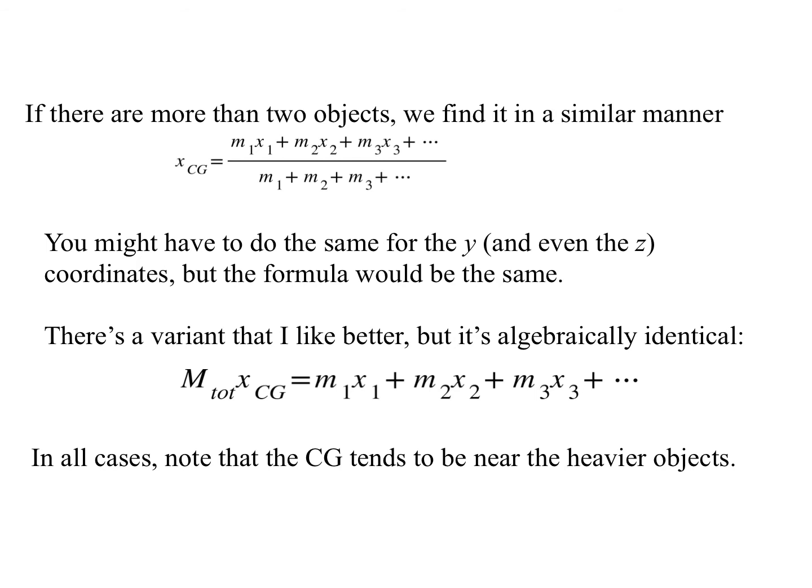There's a variant that I like better, but it's algebraically identical, so you don't have to actually remember it. I like saying the total mass in the system times the center of gravity of the system is equal to the sum of each mass times its own position. So everybody has the same form here. In all cases, though, note that the center of gravity tends to be near the heavier objects. You can certainly move it other places by taking great separations between light and heavy objects or having a collection of light objects, but it tends to be closer to the heavier part of the system.